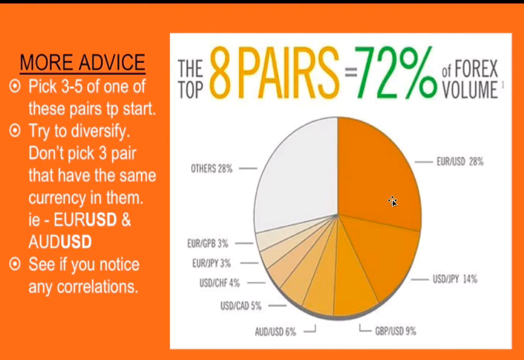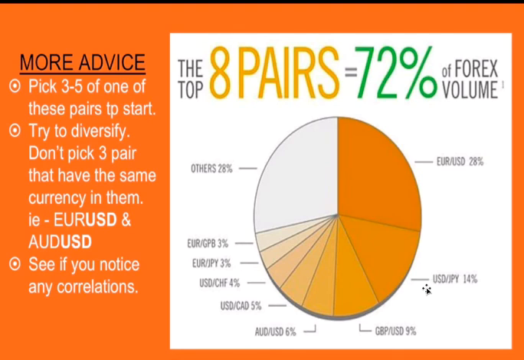Don't pick 3 pairs that are from the same currencies. For example, you're just doing EUR/USD and then AUD/USD, and both currency pairs contain USD. You're going to diversify. Now notice something in this diagram you can see here. You have EUR/USD at about 28% of what is traded in the market. So it's one of the most highly traded currency pairs in the market. It is the highest volume in the market.